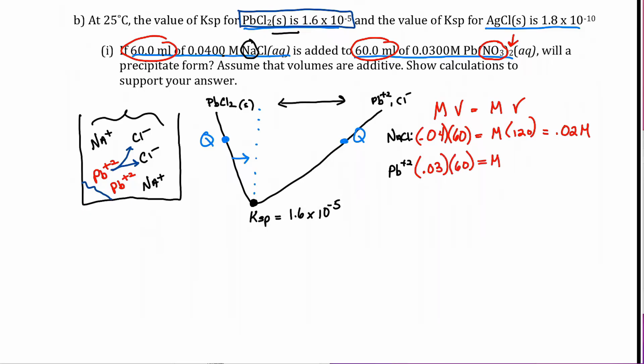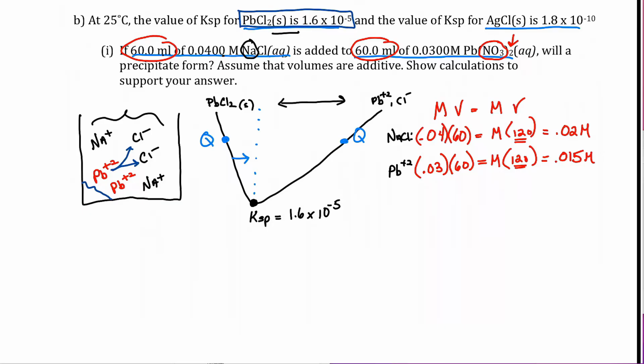What's its new molarity with the new volume? Remember that 120 right there is the combined volume. I'm pouring two solutions together, so the molarities are getting diluted as their volumes increase. So what I do is 0.03 times 60 divided by 120, and I get 0.015. And so that's going to be my new concentrations of my individual ions.